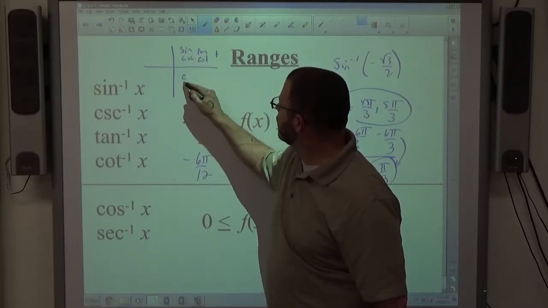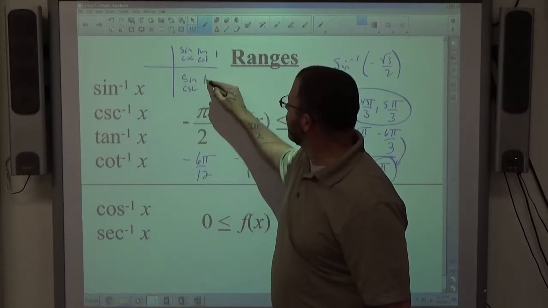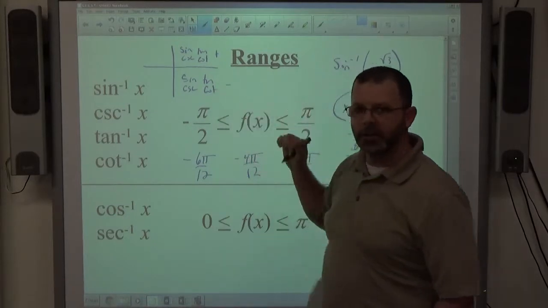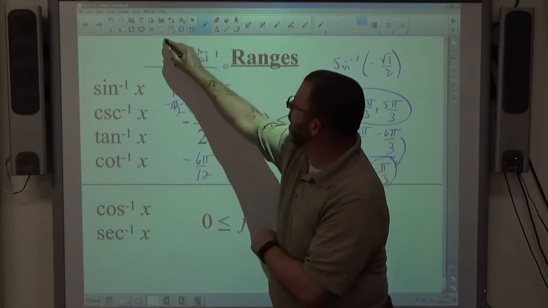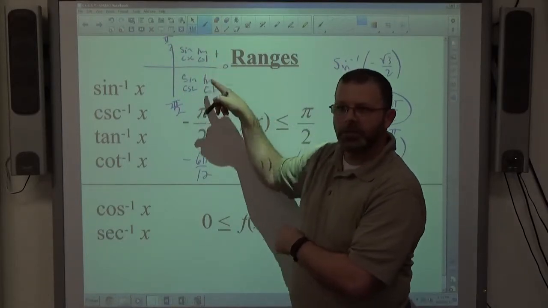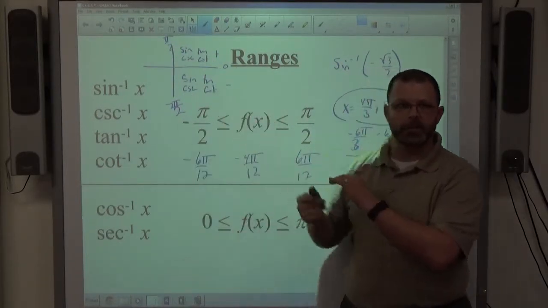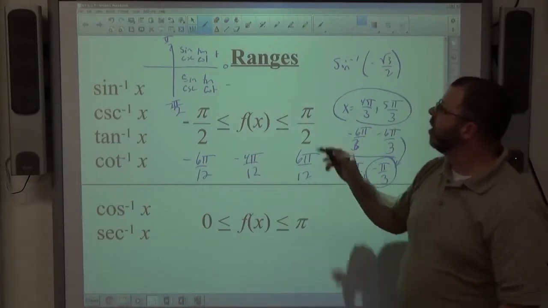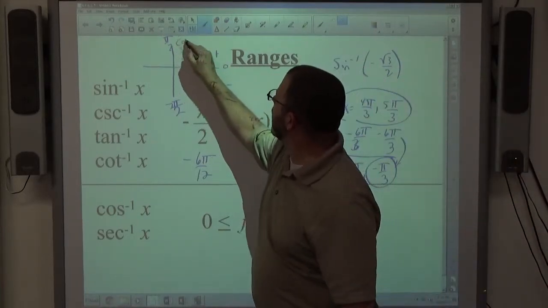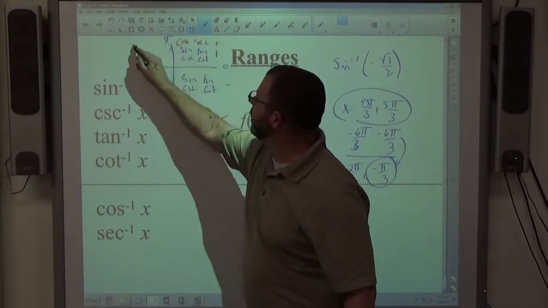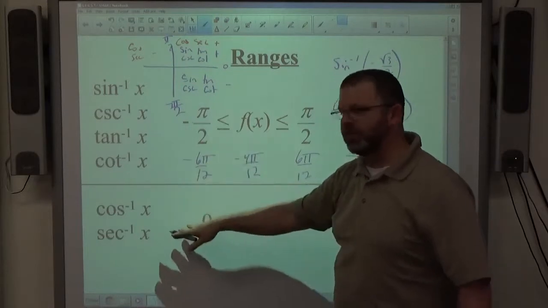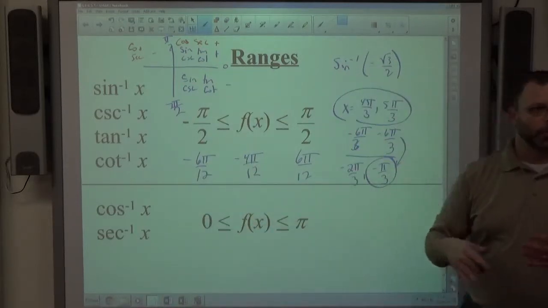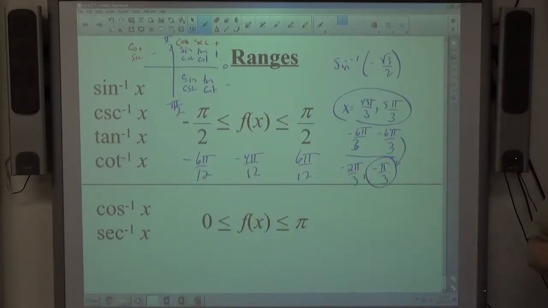So sine and cosecant and tangent and cotangent are all negative down here. So negative pi over 2, 0, pi over 2, every sign of all four of these trig functions, positive or negative, is taken in within those two quadrants. The other two, cosine and secant, are positive in this one, but negative over here. They're both positive in this one, so that's why cosine and secant have a different range. Again, we're allowing for every sign of the answer, positive or negative, to show up when we do that.